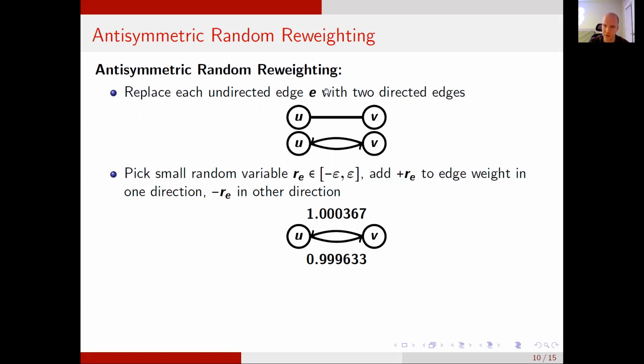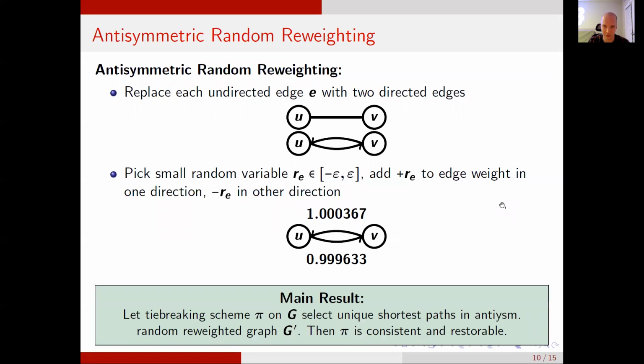So it's just like random reweighting that we described. This anti-symmetric phrase is because we force the same variable with opposite signs to go on these two edges going between the same two nodes, but in other directions. So it turns out, if you just smash this with some combinatorics, you can prove that this process is going to give you a directed weighted graph with unique shortest paths. If you take the tie-breaking scheme that just selects the unique shortest paths in this reweighted graph, that tie-breaking scheme turns out it's going to be consistent and restorable.